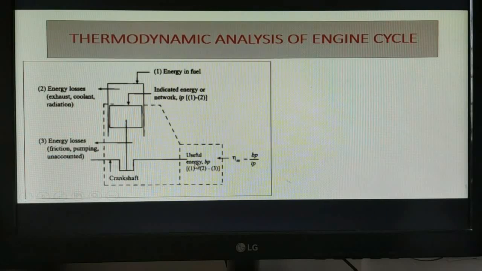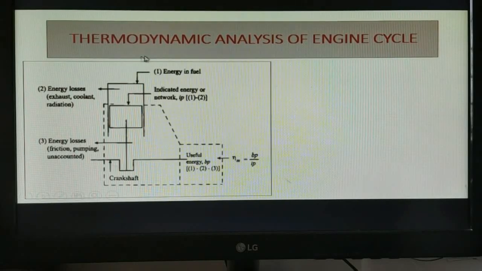So there is some loss, and that loss we are calling the friction loss. So whatever the loss that is because of the friction, then the pumping and unaccounted losses, all these we are considering as the friction power or friction loss. So from the indicated power, the brake power we are getting, but the brake power is less than the indicated power. By which amount? By this friction power.